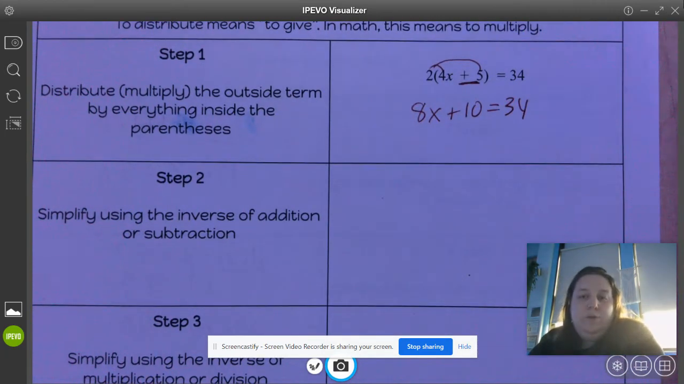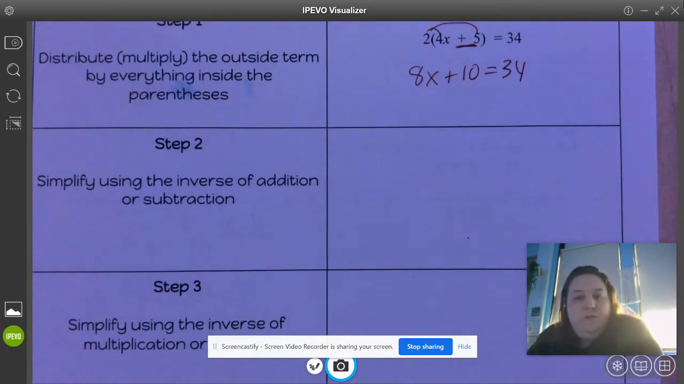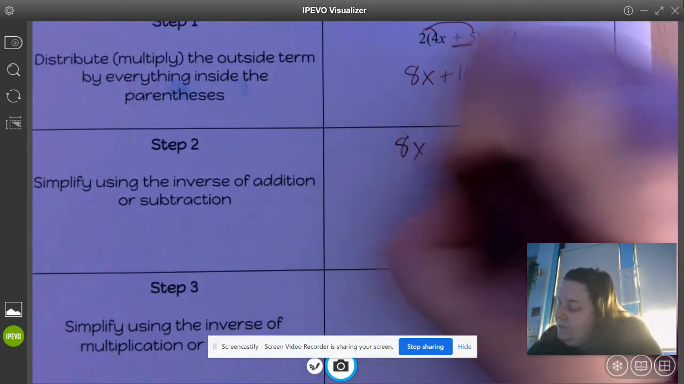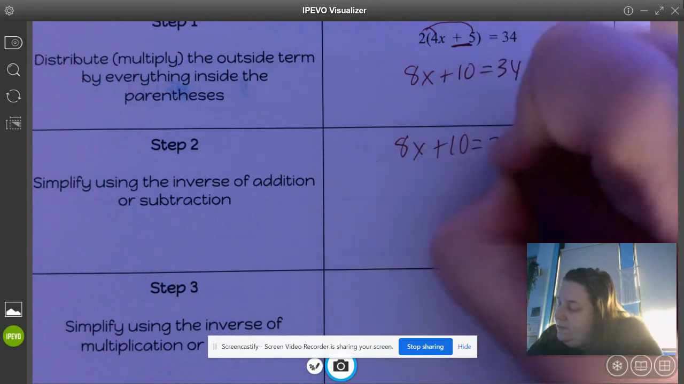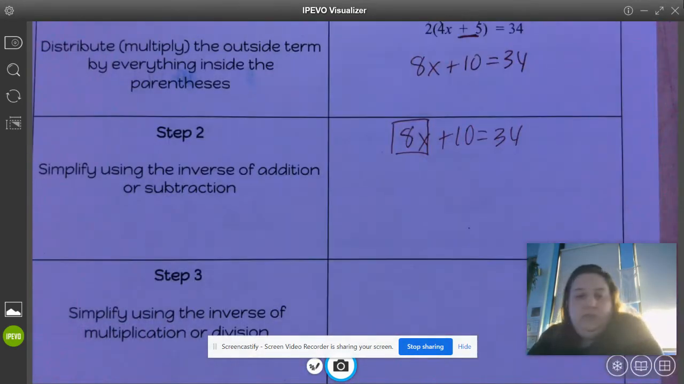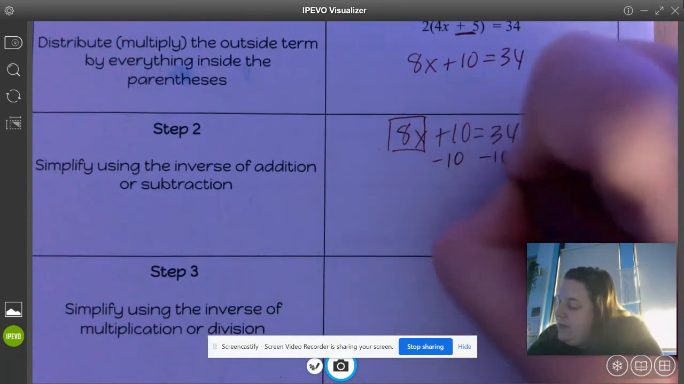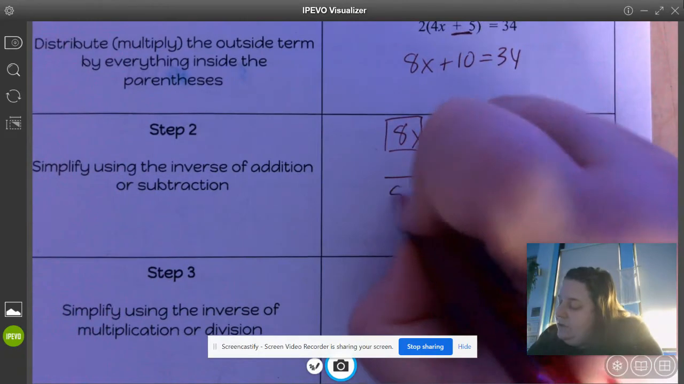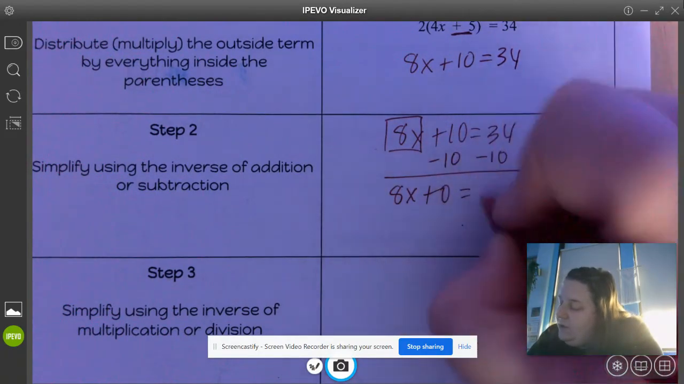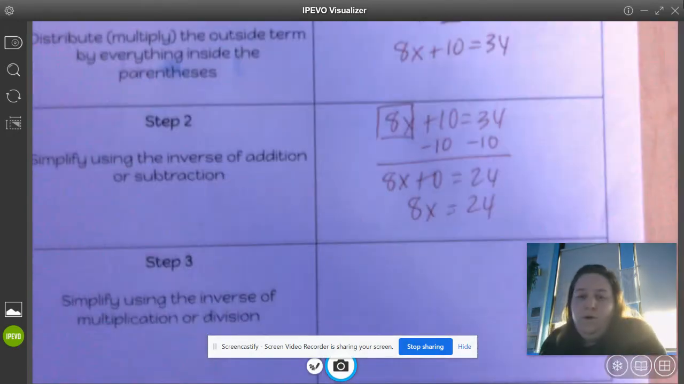We do not distribute to 34. It is on the opposite side of the equation, so it does not have anything going on yet. Okay. And now we have a 2-step. So I'm just going to bring that down to do step 2, which is simplify our two-step equation by getting rid of the 10 first. So I would subtract 10 on both sides. So 8x plus 0 equals 24, which is just 8x equals 24.